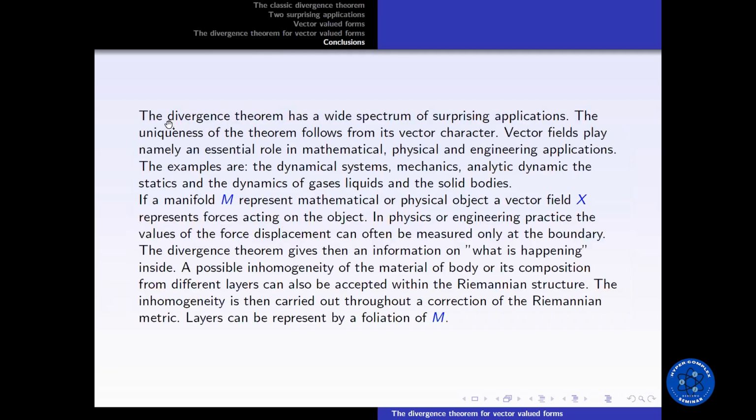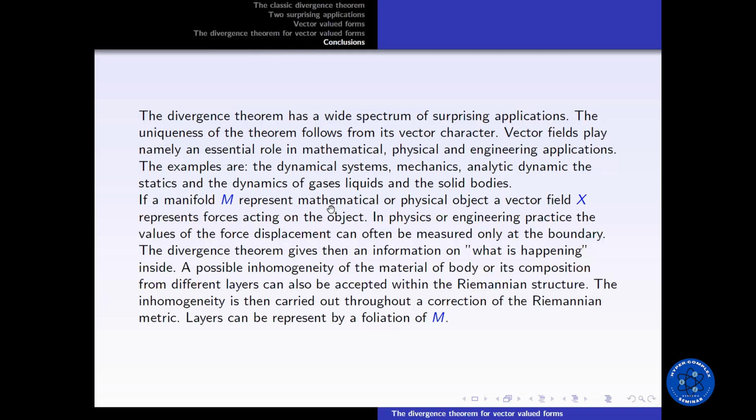Okay, some conclusions. The divergence theorem has a wide spectrum of surprising applications. The universality of the theorem follows from the fact that it is of vector character. Vector fields play an essential role in mathematical, physical, and engineering applications. The examples are dynamical systems, mechanics, analytic dynamics, statics and dynamics of gases, liquids, and solid bodies.